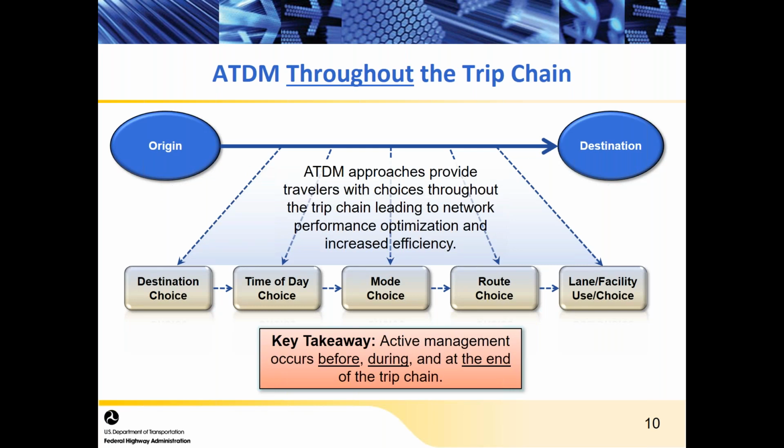When we talk about trip chain, we can think of it as every trip on the system has an origin and destination, and there are a number of decisions that travelers have to make, whether or not they're consciously aware of it. They're deciding where to go, what time to leave, what mode to take, which route to take, and finally which lane or facility to take. All of these decisions fall under the purview of ATDM in that we can influence or control the performance of each one of these choices, giving travelers real-time information so that they can make good choices for themselves, and in the end improve the performance of the entire system.